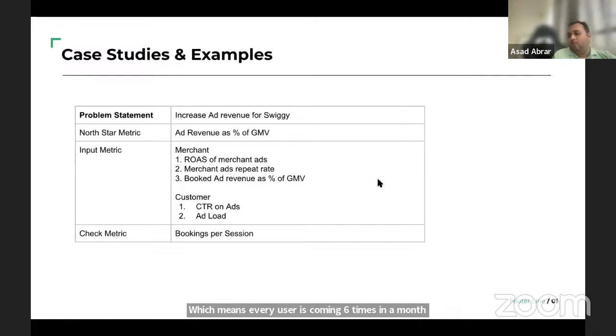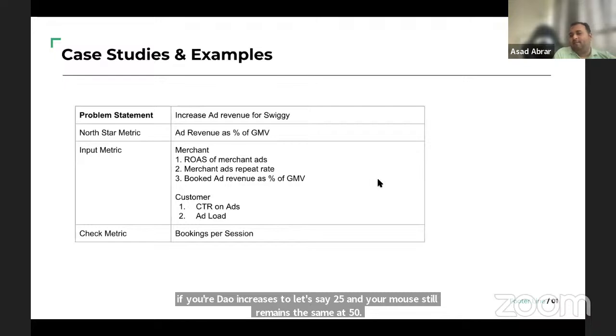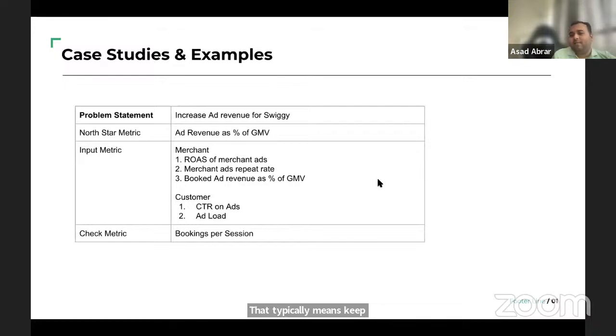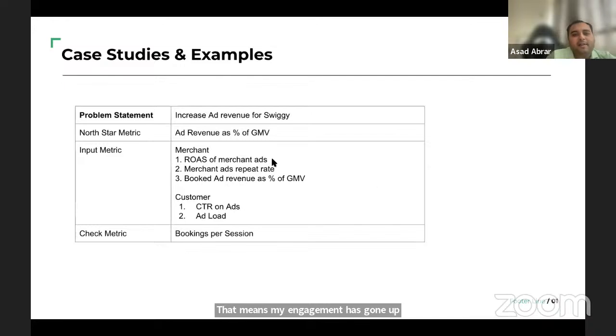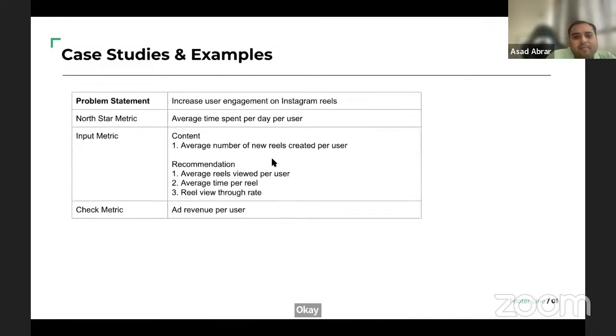Now, if your DAU increases to, let's say, 25 and your MAU still remains the same at 50, that means 25 into 30 is 750, divided by 50. That means every user is coming 15 times to the platform in a month. That means my engagement has gone up. Okay, North Star metric. Let me show you one more example.